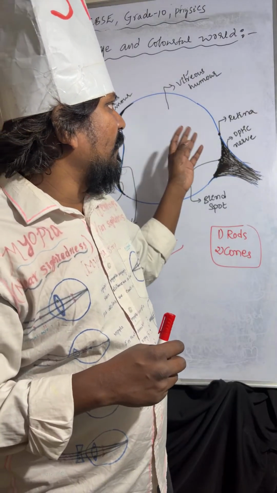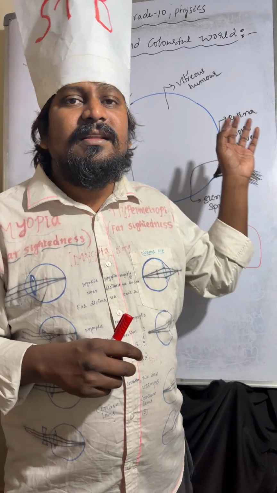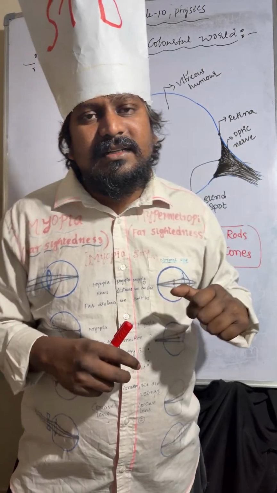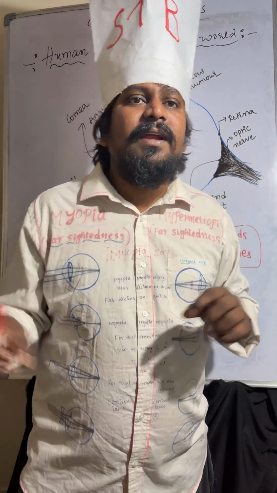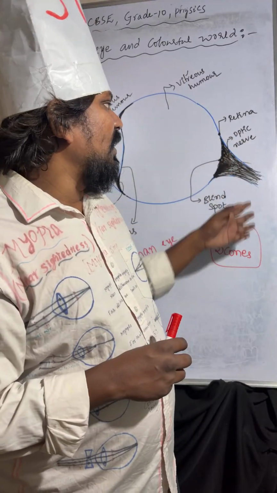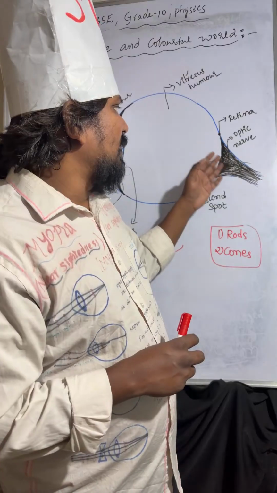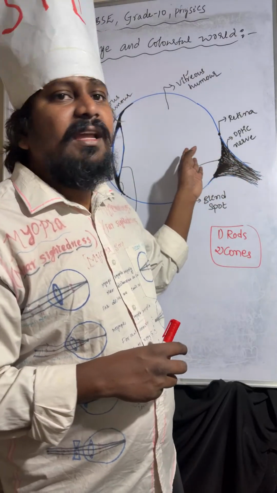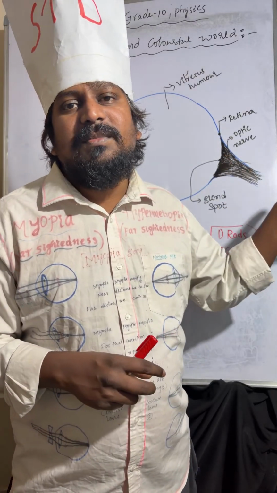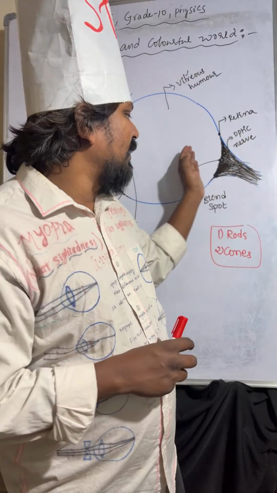And the next one, whatever image is forming at the retina will be converted in the form of electrical signals that will reach the brain through the optic nerve. Whatever information is sent to the brain reaches it only through the optic nerve. Here all nerves are reaching the brain, so that is the blind spot.